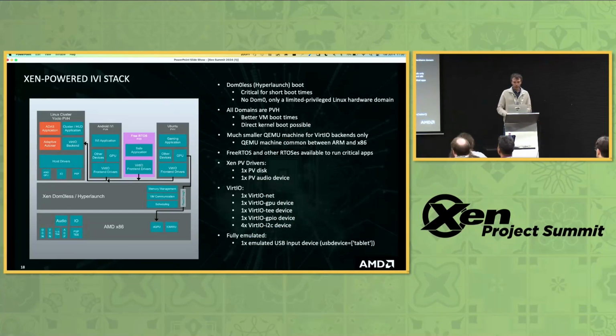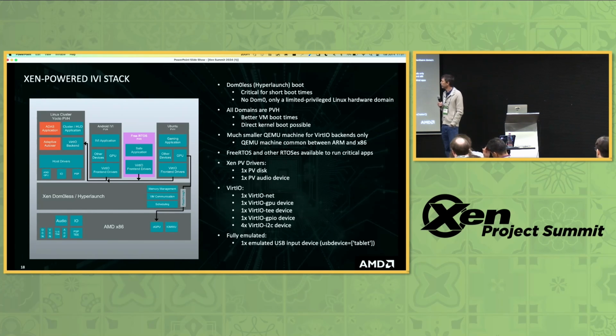OK, so we looked at the static partitioning configuration. What's the opposite end of the spectrum? The one that is a bit more complex. This is an example of an IVI stack based on Xen for automotive. So you see there are a lot more VMs. Instead of maybe 2, you have 4.